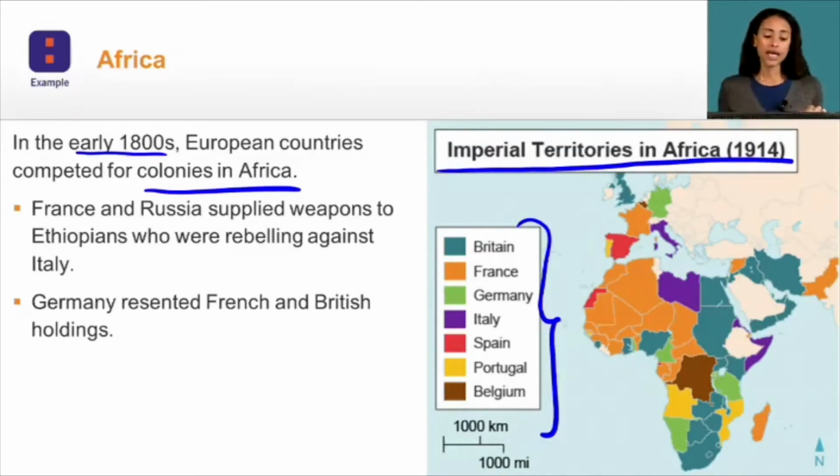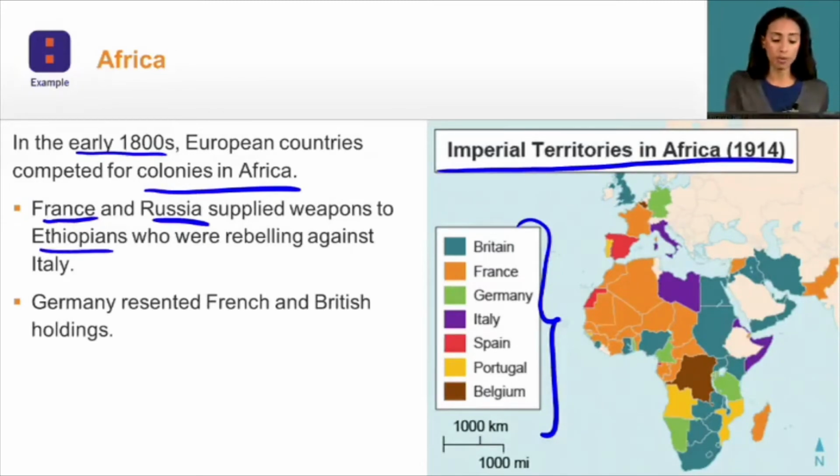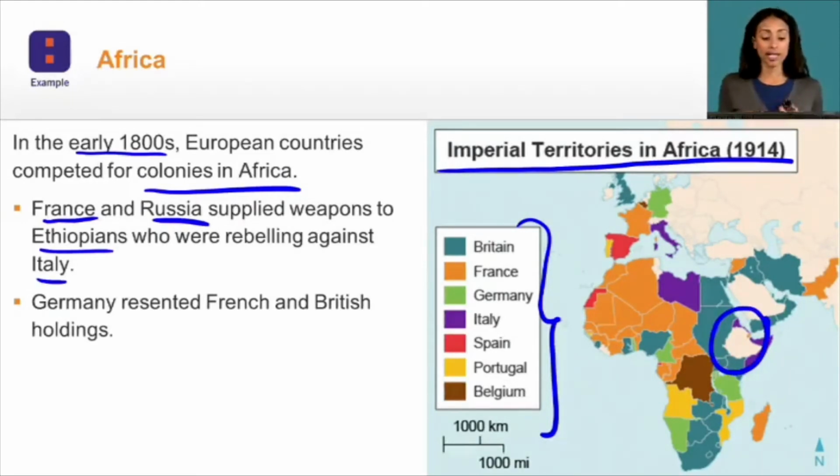And particularly we're seeing this action of undermining happening as France and Russia are beginning to supply weapons to Ethiopians who were rebelling against attempted control by Italy. And so Ethiopia, we see here, is trying to fight off the Italian imperialism, and France and Russia are undermining Italy by supplying weapons to those nationalist Ethiopians.